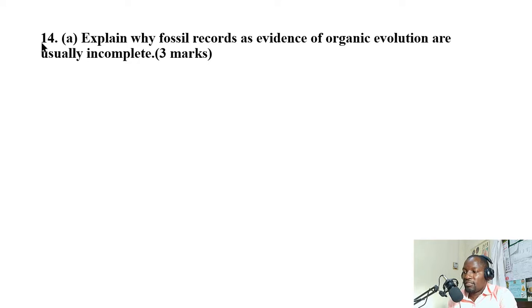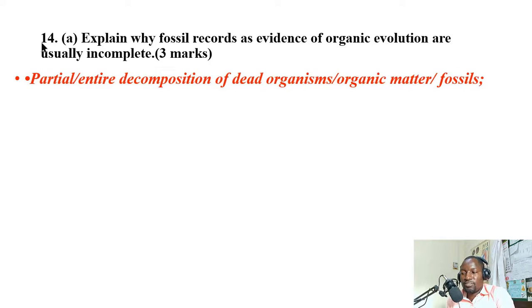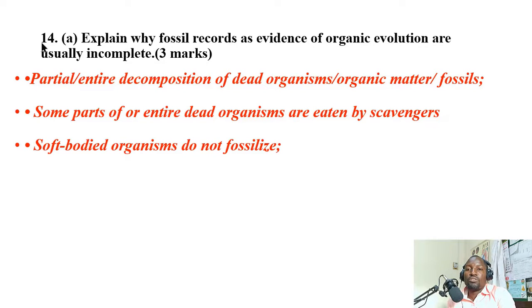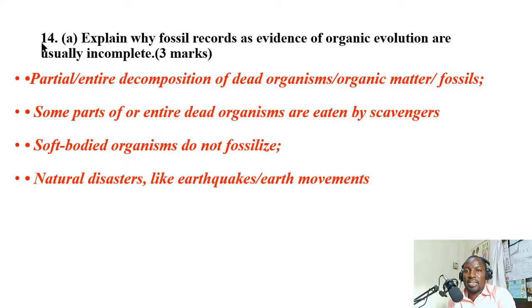Explain why fossil records as evidence of organic evolution are usually incomplete. We're saying the partial or entire decomposition of dead organisms, organic matter, fossils, they rot. Some parts of entire dead organisms are eaten by scavengers. Soft-bodied organisms do not fossilize. And then natural disasters like earthquakes, earth movement. Some books talk about geological processes like earthquakes.